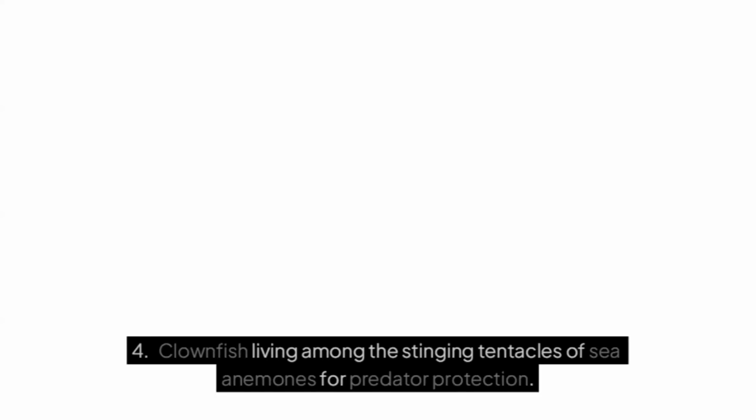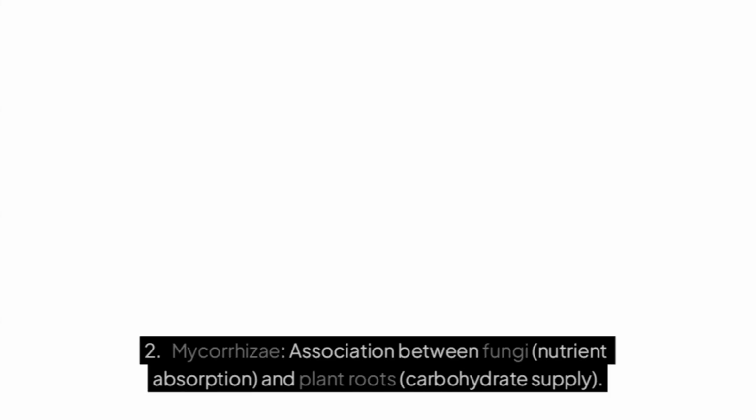5. Mutualism, key examples. 1. Lichens. Mutualistic association between fungi and photosynthesizing algae or cyanobacteria. 2. Mycorrhizae. Association between fungi and plant roots: nutrient absorption by the plant, carbohydrate supply to the fungi.